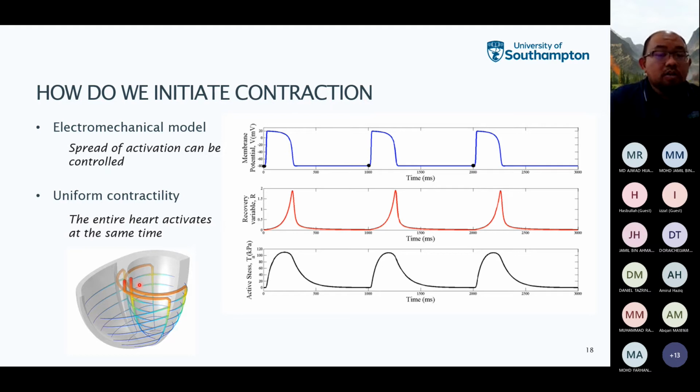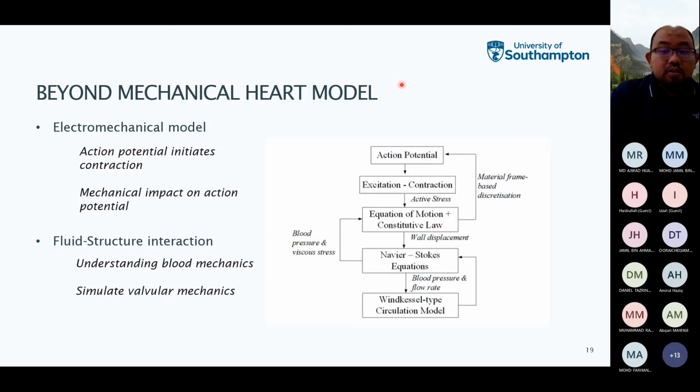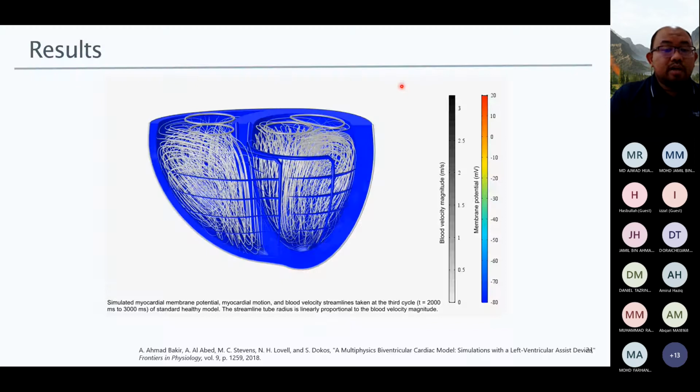But not in all cases can we use this assumption, because in some cases where you start having a heart disease, the spreading might be slower. Once you have slower spreading, then the mechanics of the heart has changed. So modeling this spreading of electrical activation can be quite important in some cases. Okay. So I think I'm just going to skip this, and I'm just going to show you a bit of the results that I've generated in the past.